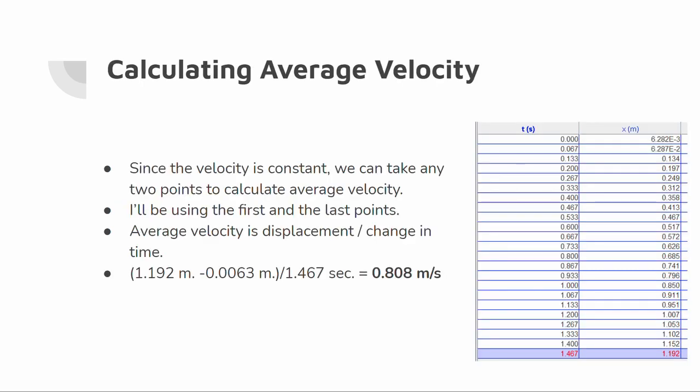Now, we can use the data recorded from the Tracker application to find the average velocity of the ball. Since the velocity is constant, we can take 2 points from the x data and divide it by the change in time. I'll be using the first and last points of the x data and time data. The change in x position is 1.192 meters minus 0.0063 meters, then divided by the change of 1.467 seconds, giving us an average velocity of 0.808 meters per second.